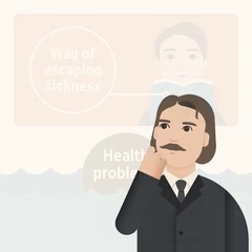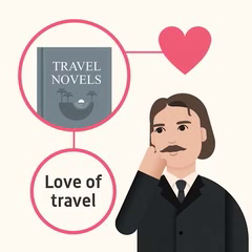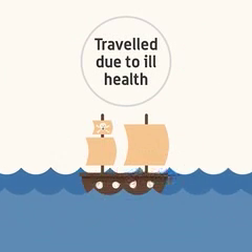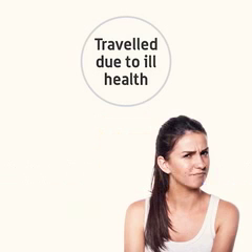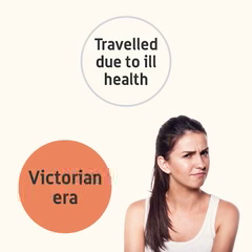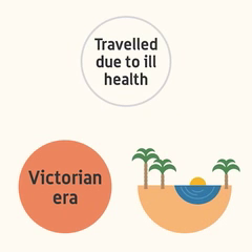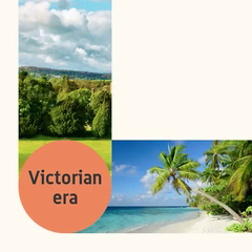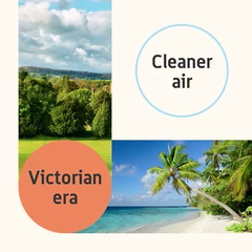As he grew older, his love of travel novels developed into a love of travel. He spent a lot of time travelling, partly due to his ill health. While this may seem a bit strange to us now, it was common practice in the Victorian era to travel to warmer climates if you were unwell. This was partly because Victorians felt that travelling abroad or sometimes to the countryside would give you access to cleaner air.